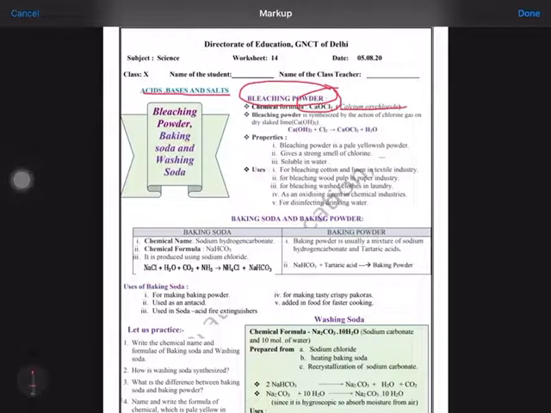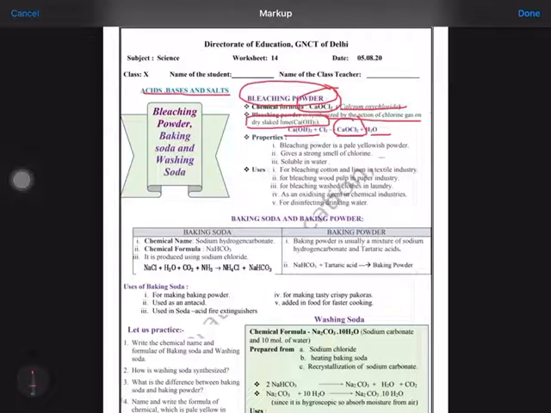Okay. Now how is this bleaching powder synthesized? It is synthesized by the action of chlorine gas on dry slaked lime. Dry slaked lime means it is not in the form of a solution, it is in dry form. Calcium hydroxide is what we are using here, and this is also known by the name slaked lime. So when we pass chlorine gas over this dry slaked lime, we get calcium oxychloride plus water. So this calcium oxychloride is actually the bleaching powder.